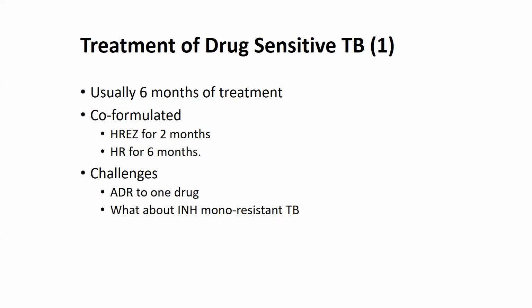What do we do if someone's got INH monoresistant TB? If we make the diagnosis, which we usually don't, but if we do, then what we do is we add moxifloxacin to HREZ, and we continue that for 6 months. So there is a plan.